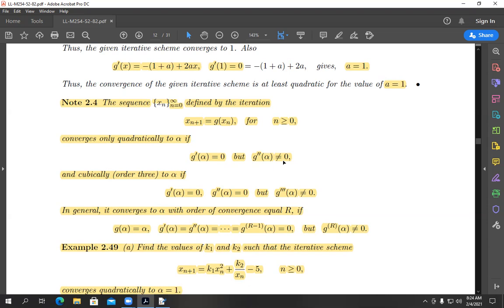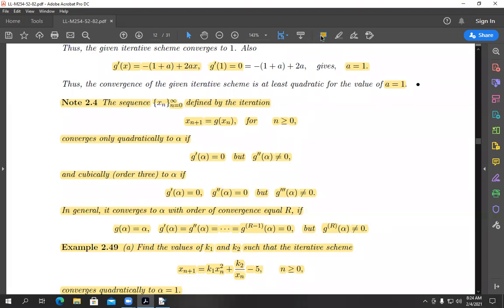That's right, this is not given. This is okay: g'(alpha) is equal to 0. But we need one more. We don't need f here, we need only g. g(alpha) equal to alpha? Yes, that's the thing we need here. Because what does alpha mean in this topic? Alpha means the fixed point. And what does fixed point mean? g(alpha) must be equal to alpha.